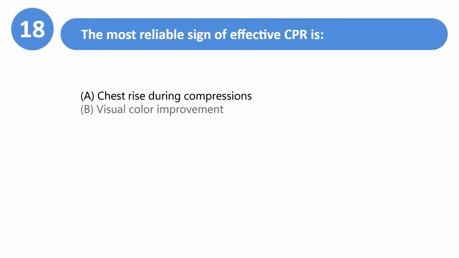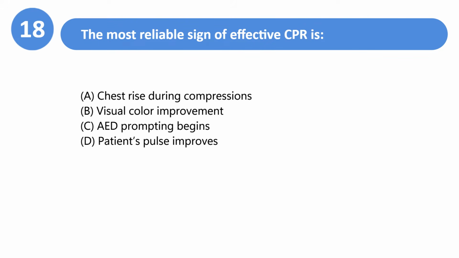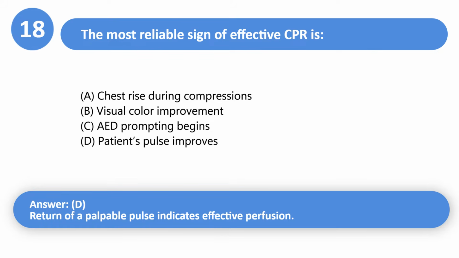The most reliable sign of effective CPR is: A. Chest rise during compressions. B. Visual color improvement. C. AED prompting begins. D. Patient's pulse improves. Answer, D. Return of a palpable pulse indicates effective perfusion.